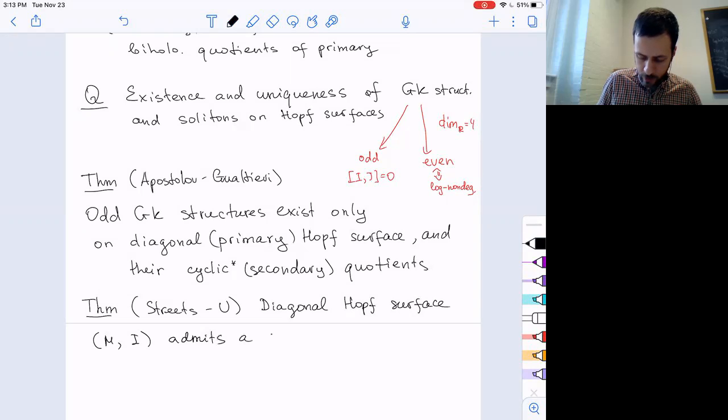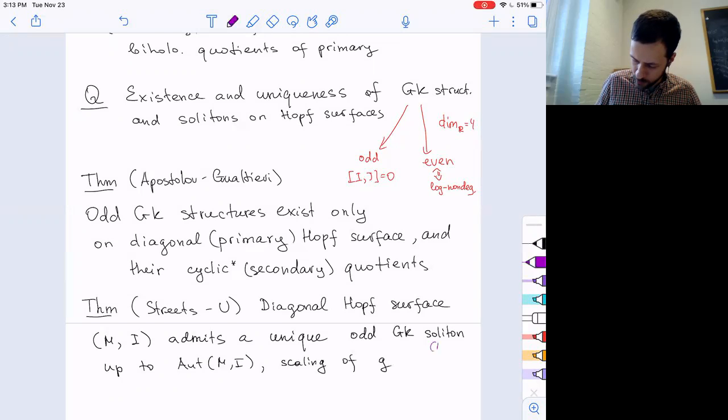admits a unique odd generalized scalar soliton up to automorphism of M and I, scaling of the metric G. So let me call this soliton M, I, G, J, G. And up to swapping J and negative J.